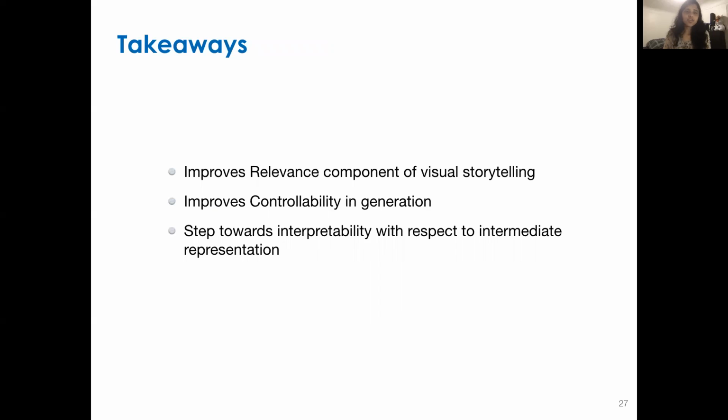So the main takeaways of our work are: first, it improves the relevance component of visual storytelling. Second, it improves controllability in generation. And third, it is a step towards interpretability with respect to intermediate representations that humans can understand.